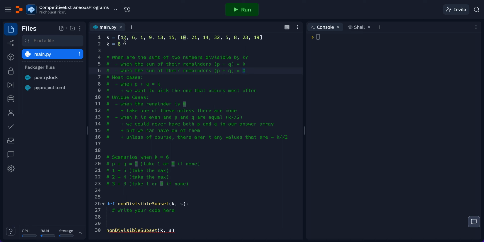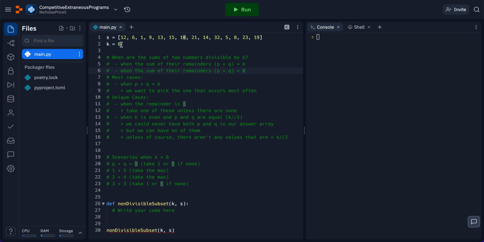add 12 and 6. Or you could do something like 1 and 5. So our remainders of 1 and 5, or conversely 5 and 1, what is the sum of those remainders? Well, that's k. It is 6. So you'd want to avoid those scenarios as well.